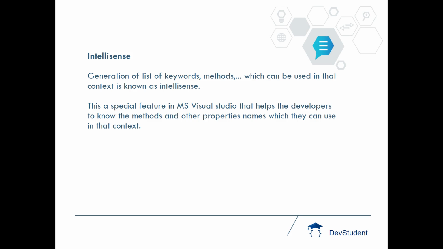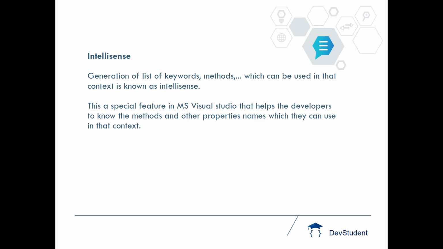So we have a feature called IntelliSense. Generation of a list of keywords or methods and the names of them which can be used in that context is also IntelliSense. That means when you're typing, you can see what are the names which can be used in that context coming up in a list. That is called the IntelliSense feature.